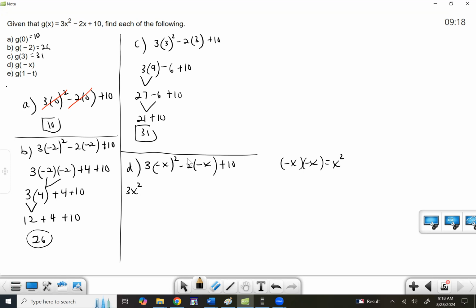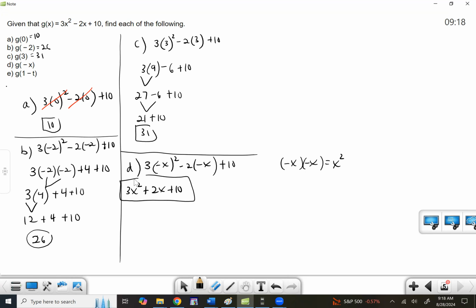Then for this middle piece, we have a negative times a negative also, right? -2 times -x. So that's going to be a positive. And 2 times x is just 2x. And a lot of students want to take this further, like factor it or use the quadratic formula or something. But this is the answer right here.